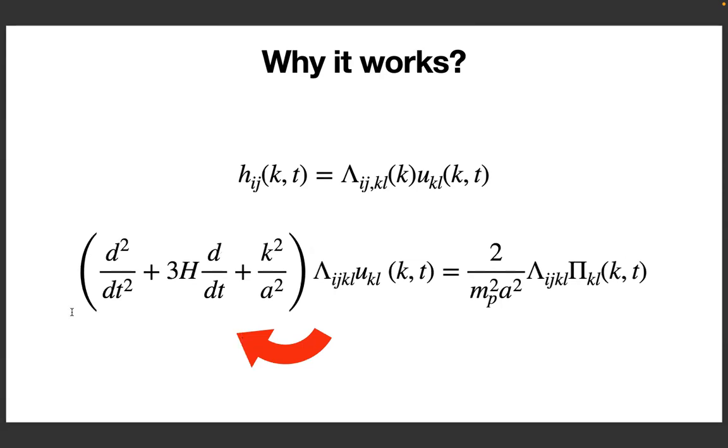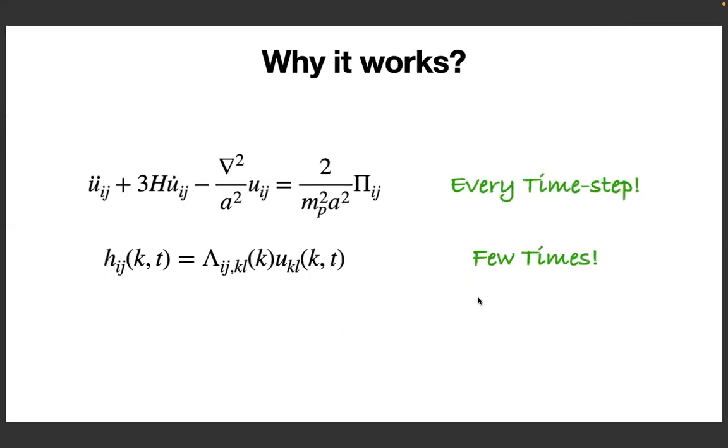So I can just put it at the beginning, and then say I evolve my U fields sourced by the very easy form of the anisotropic stress tensor, and then whenever I need to compute an observable, I transform to Fourier, project it to the transverse traceless part, and compute my observable. So every time step I evolve a simple equation for 6 degrees of freedom, and a few times, whenever I need it, I actually get my transverse traceless part of the tensors.